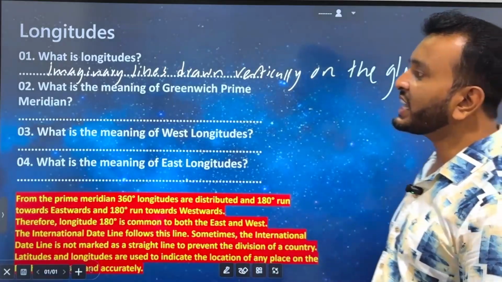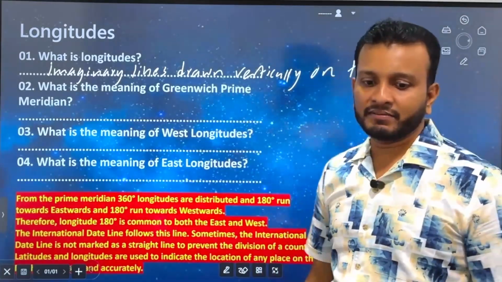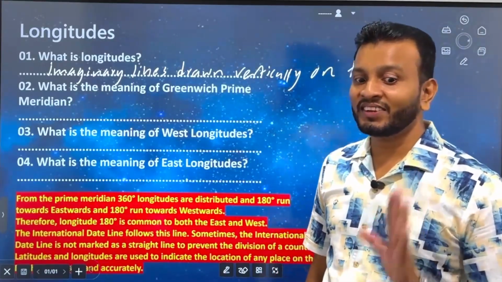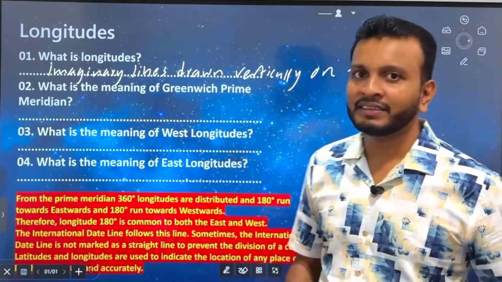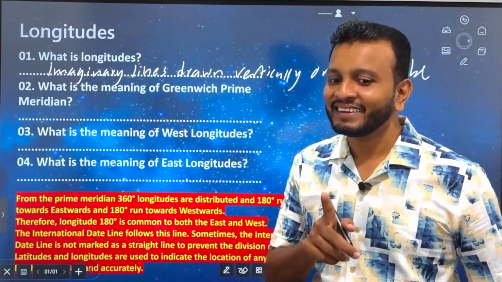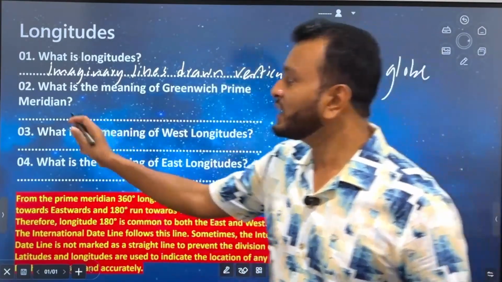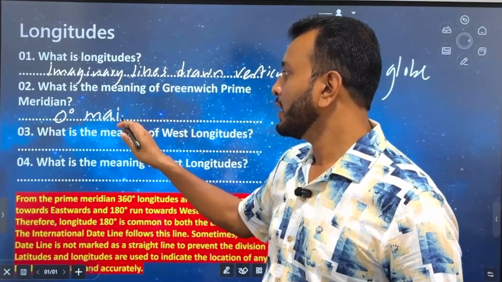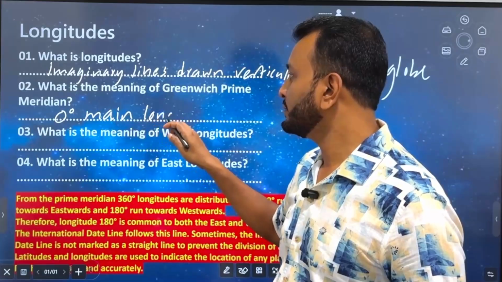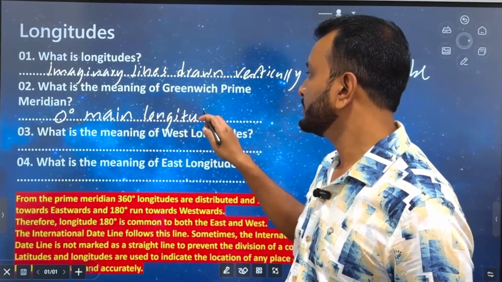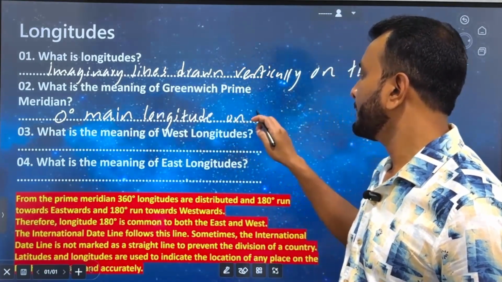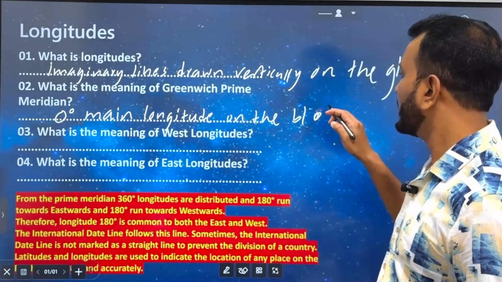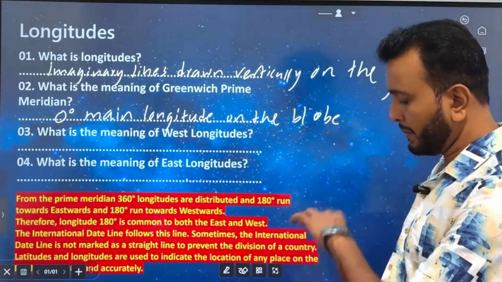What is the meaning of Greenwich prime meridian? Right. 0 degrees, the main longitude on the globe. Zero degrees main longitude on the globe.